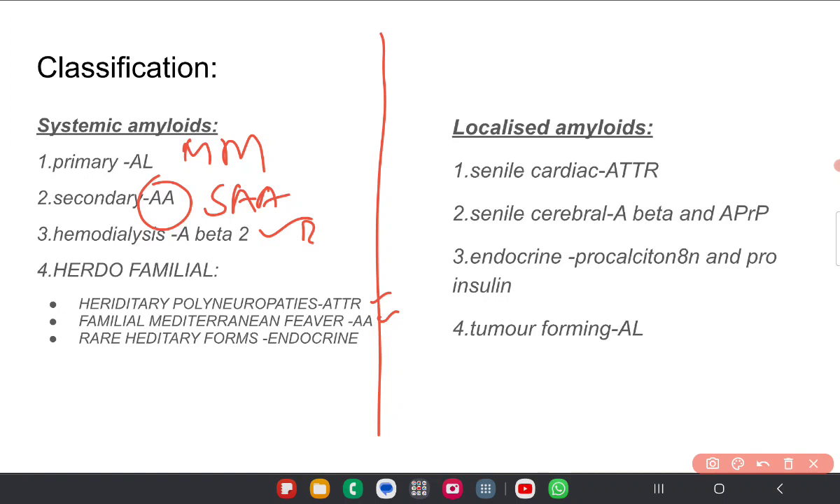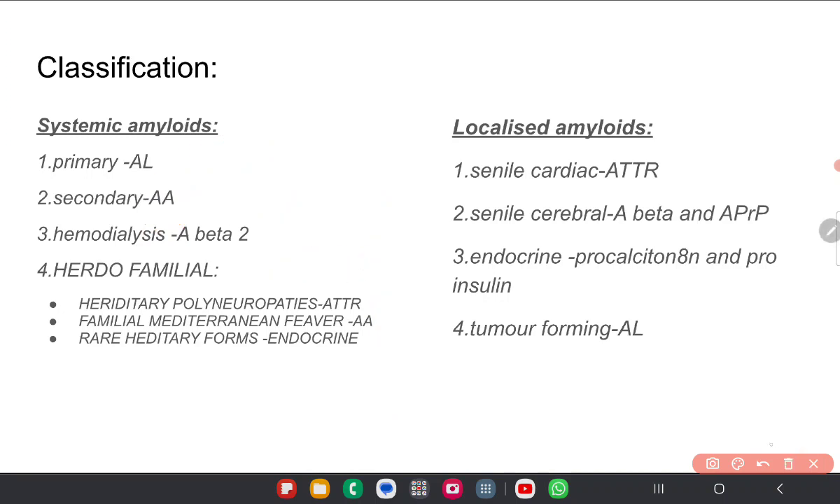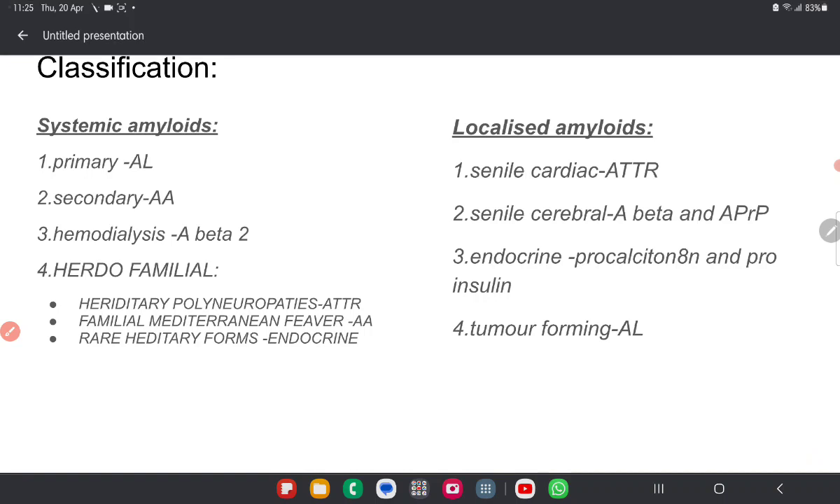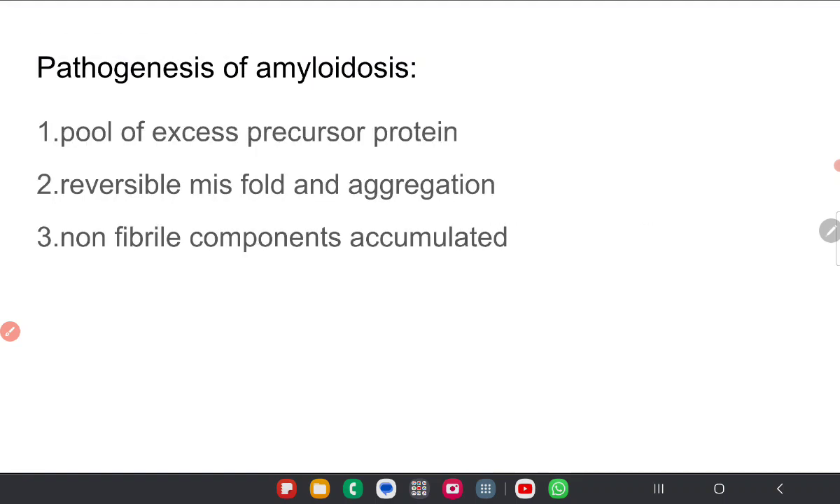So let's visualize this classification, then later on come to another topic. Next, pathogenesis. So what about the pathogenesis? How is the cause of this? Sir, you explained clearly about the different accumulations and the classification. But if these are present in a higher amount, then what about the disease that is caused?